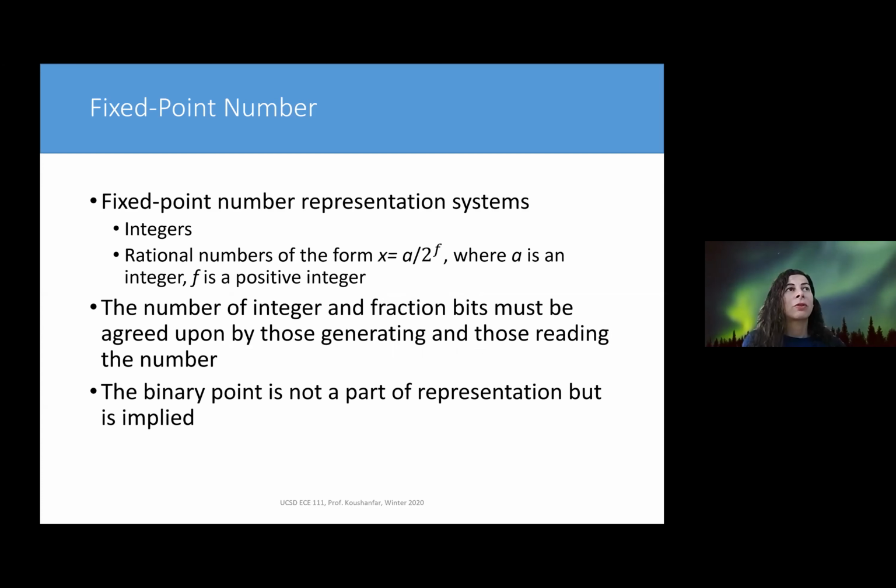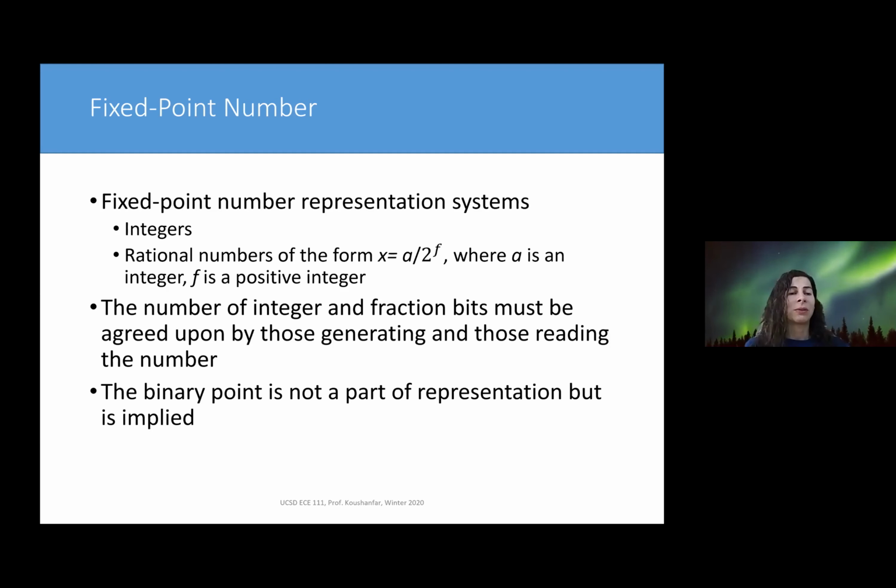For example, if you have only one bit for your representation after the floating point, that means it can be only a 0 or 1. It means that you can have a notion of a half. If you have 2 bits, then you could have a notion of a quarter. If you have 3 bits, then you could have a notion of 0.125, and so on and so forth.